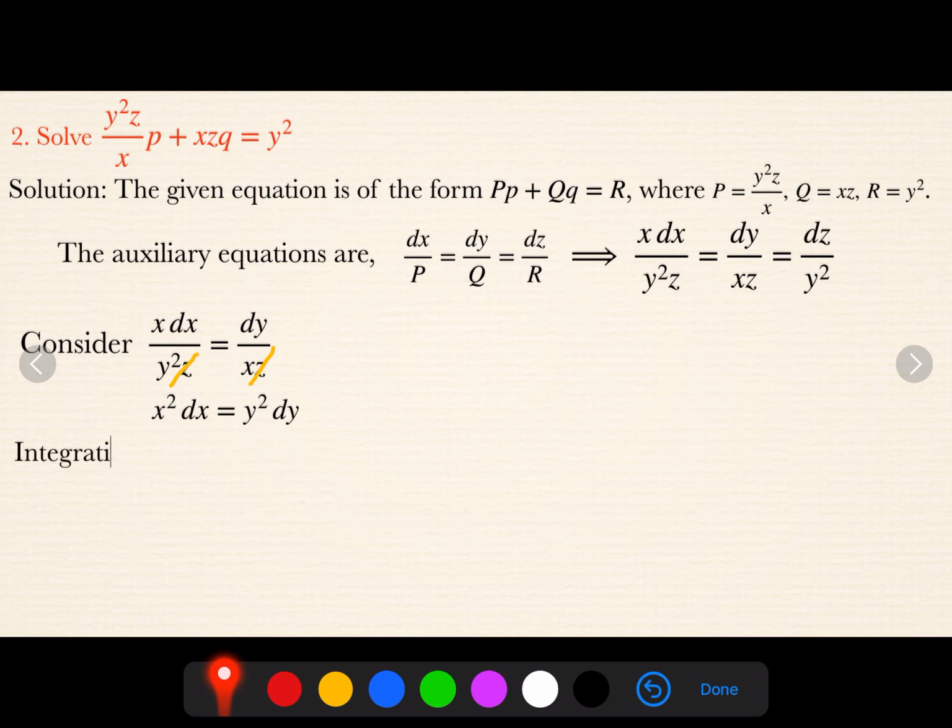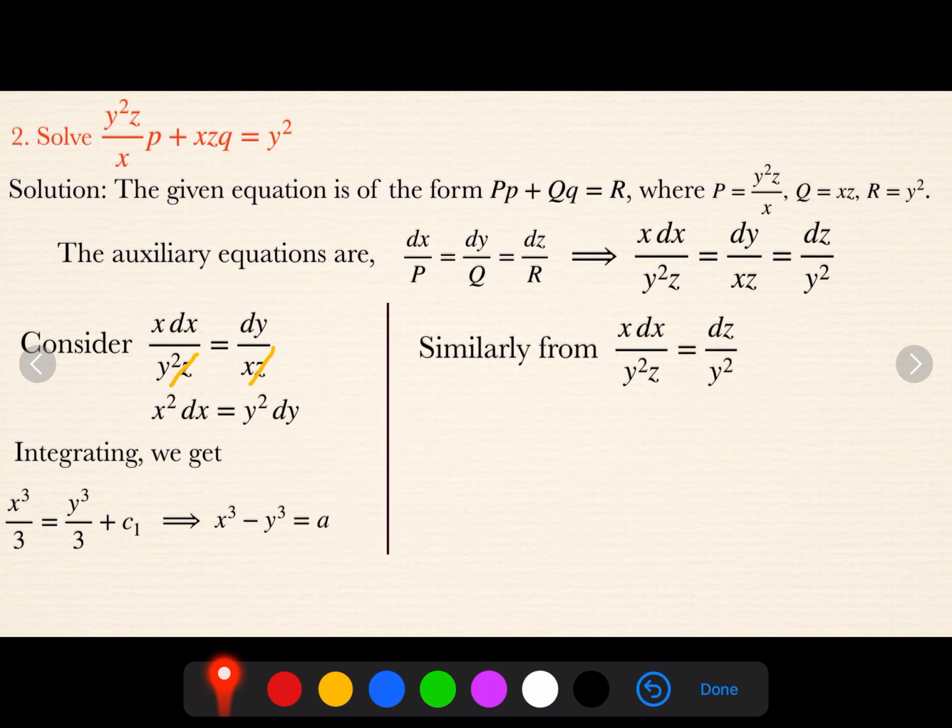Integrate this one, since the coefficient of dx is x only and the coefficient of dy is y only. Clearly we will get x cube by 3 is equal to y cube by 3 plus c1, that is x cube minus y cube is equal to a, where the value of a is equal to 3c1. The constant I will replace with a new constant. Similarly, find out the second solution now.